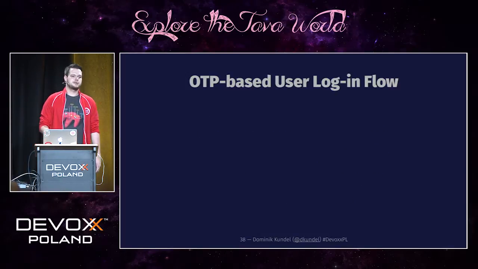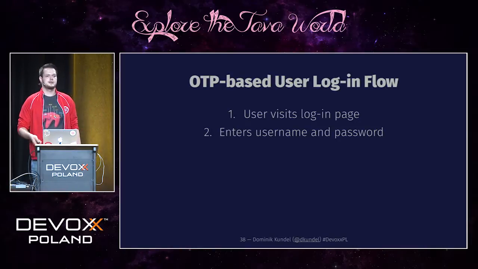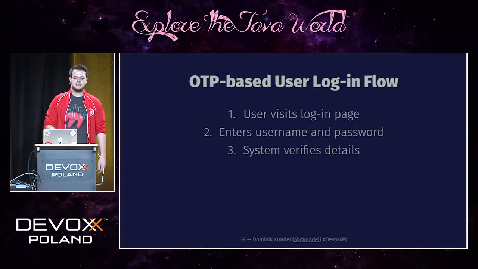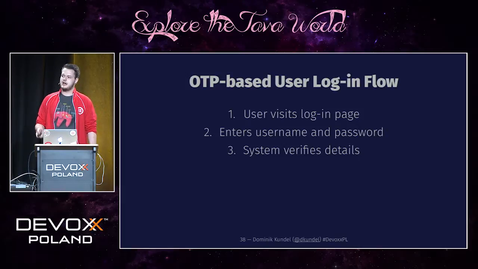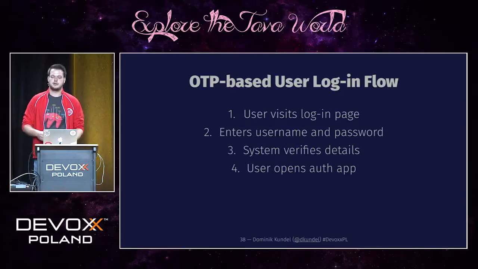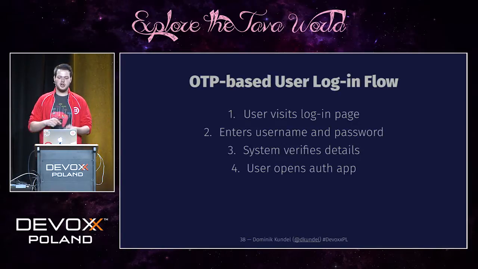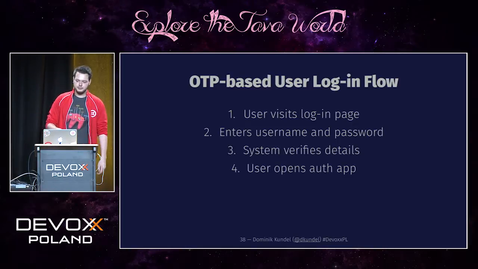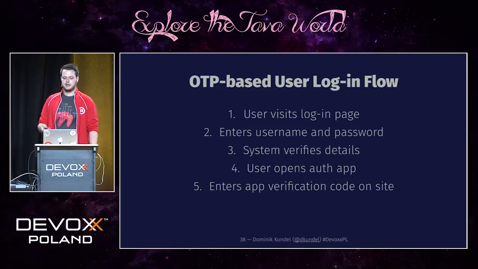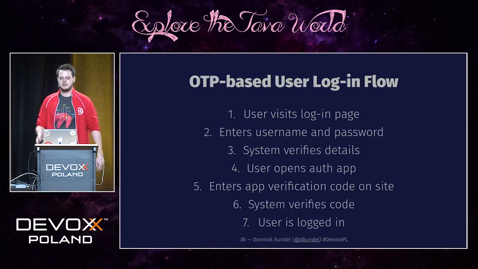So what happens when the user returns? They go to the login page and punch in the username and the password. The system verifies this. And if everything worked out, the user has to open an authenticator app, such as Google Authenticator, and then take the code that is on the phone and copy it over to the site. The system then takes this code and verifies it against the secret. And once that happened, the user is successfully logged in.